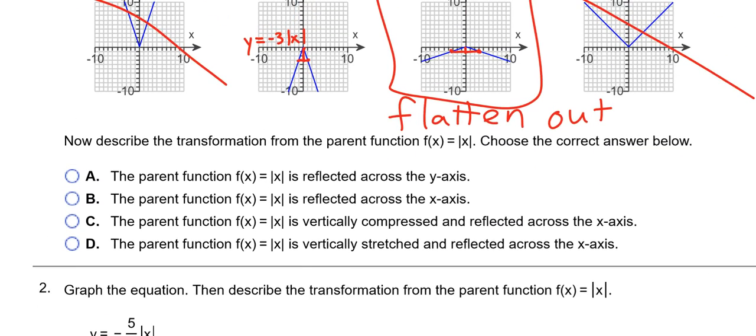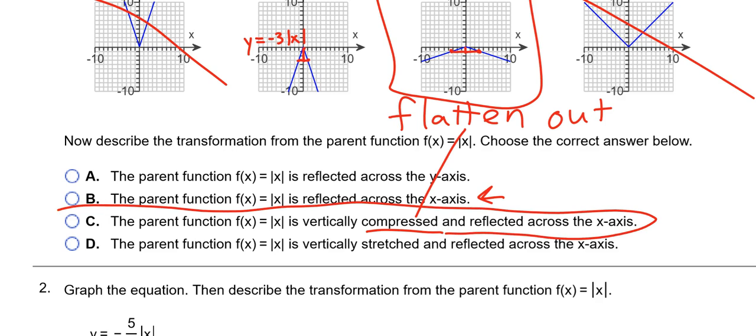Describe the transformation from the parent function. Okay. It is reflected across the x-axis. That's true. And it got vertically compressed. That idea of flattened out, vertically compressed. And it didn't get taller and skinnier. It got shorter and fatter. It got flattened.